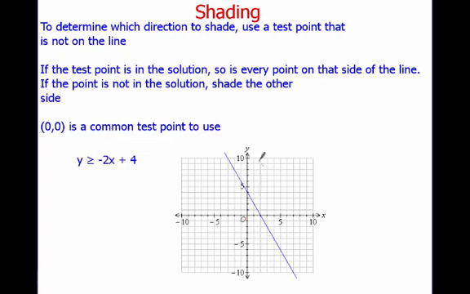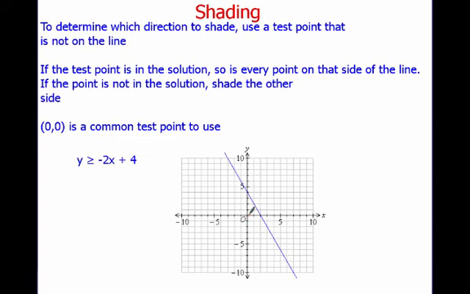So, right here I've got this line, and it's the line for y is greater than or equal to negative 2x plus 4. What I need to do is determine which way I'm going to color in, which way I'm going to shade. The way I do that is I'm going to plug in a test point. The test point can be any point that is not on the line. I'm actually going to do 2 of them just to illustrate the point here.